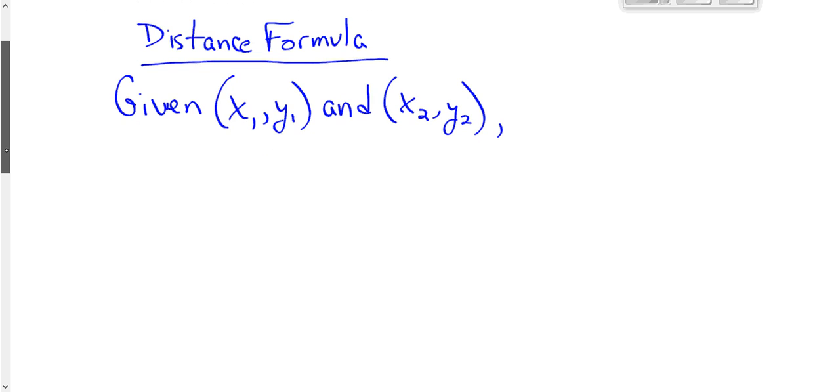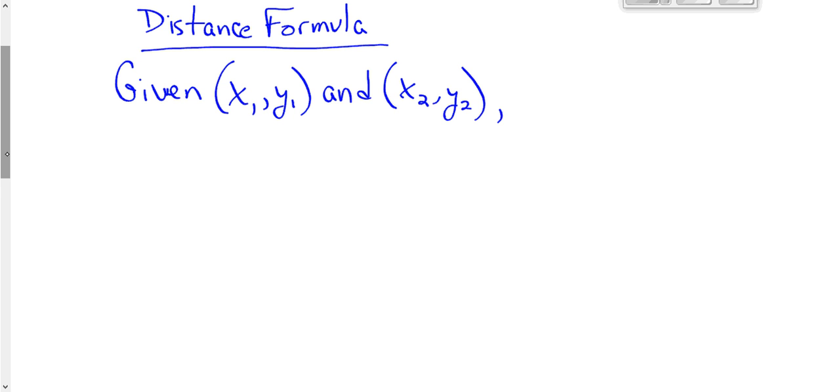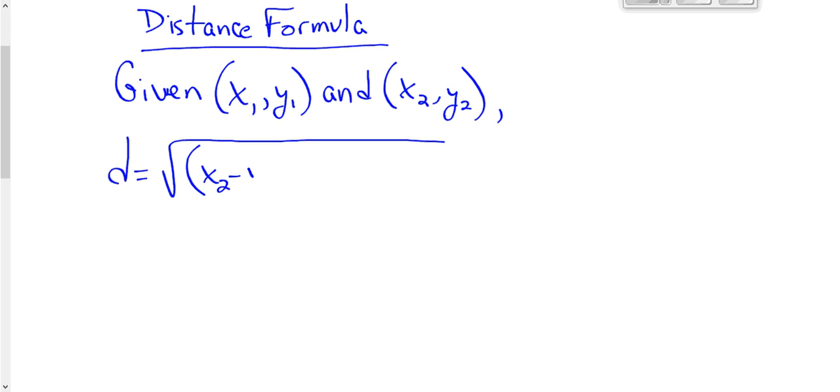So here's the formula for the distance between any 2 points in the coordinate plane, right? x1, y1, 1 point, x2, y2, the other point. If you draw a line between them, they have a distance. So the distance equals the square root of x2 minus x1 squared plus y2 minus y1 squared. Okay? You need to know that formula. At some point you'll have to commit it to memory. Very common formula. If we ever get to coordinate proofs, we'll absolutely need it.